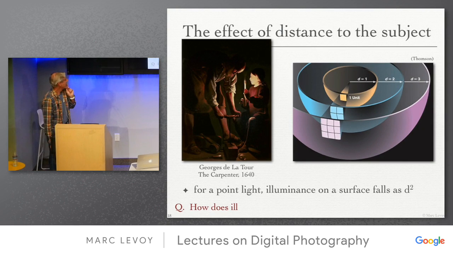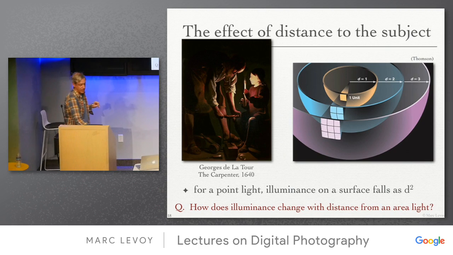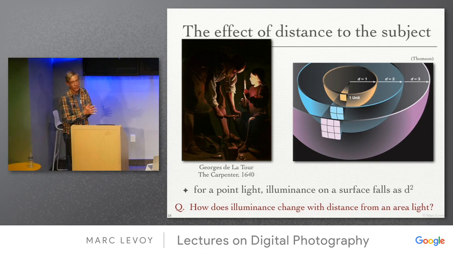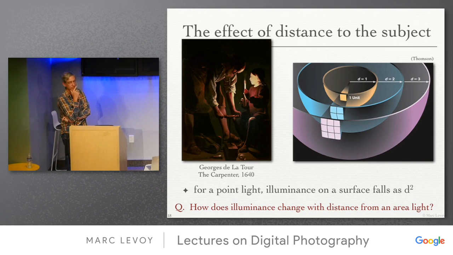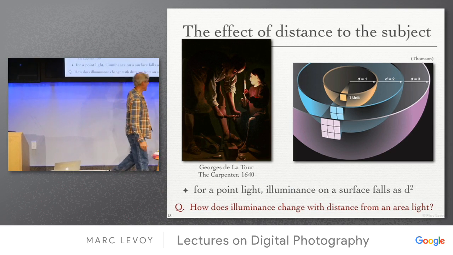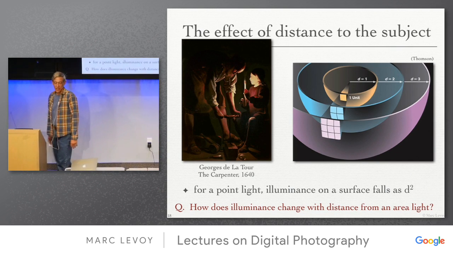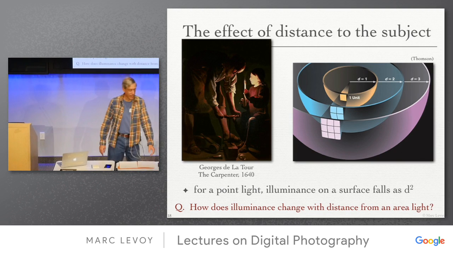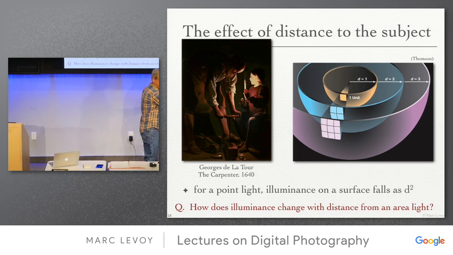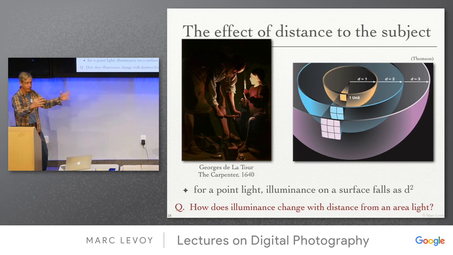Okay, so how does illuminance change with distance from an area light source? So it falls off as the square of the distance for a point light source. How about for an area light source? What do you think? So for an area light source, we could just take this, or any diffusely reflecting surface, and pretend it's an area light source. So if I take a camera and I meter like this and then I double the distance, what do you expect to happen? Every photographer should know this.